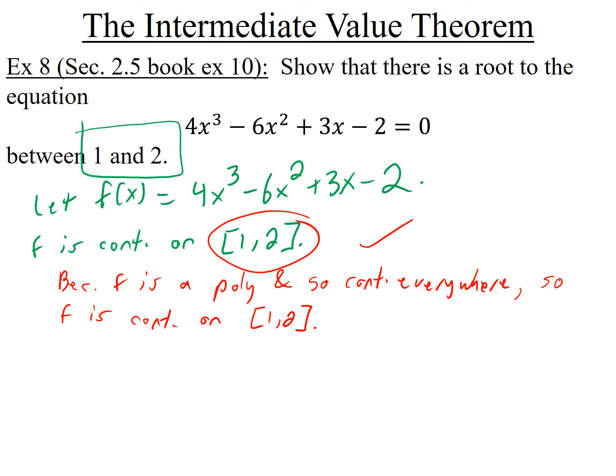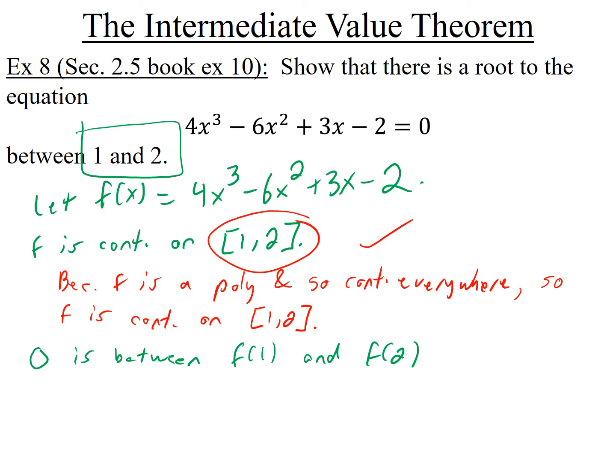F is continuous on a closed interval 1 to 2. The second thing I want is, well, okay, tell me what the number n is. Remember, what's the output I want? I want 0 as an output, so n is 0. So now I need to say that n is between f of a and f of b, but I'm not going to write n, I'm going to write 0 instead. So the second thing is 0, remember that's n, is between, and instead of writing f of a and f of b, I'm going to write f of 1 and f of 2.